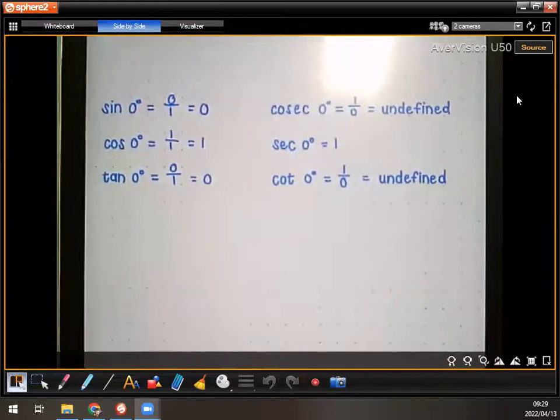So basically, this 0 degrees triangle is like the base of all triangles. All triangles are made up of similar proportions, like the ratio.